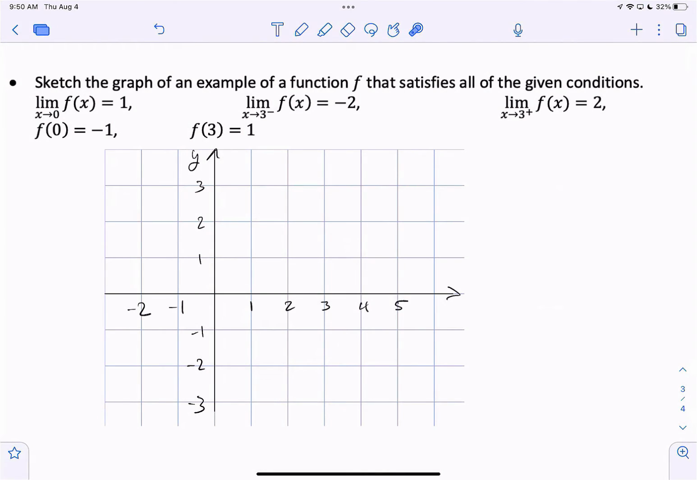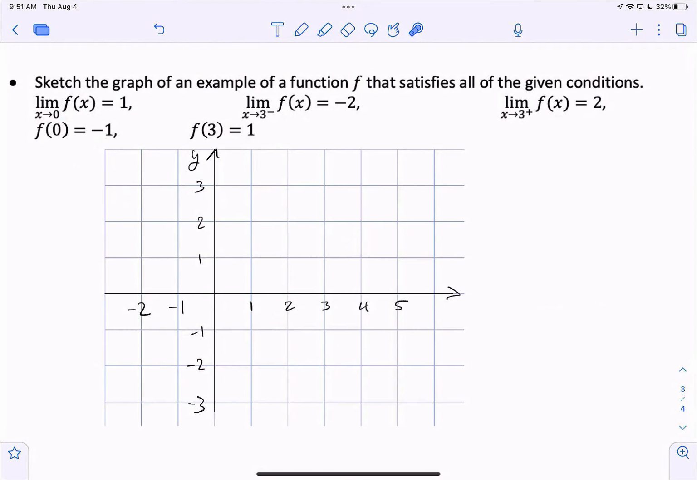We're going to sketch a graph of a function that satisfies conditions that are specified. The limit as x approaches 0 of f of x is equal to 1. As x approaches 3 from the minus side, the limit of f of x is equal to negative 2. And as x approaches 3 from the positive side, the limit of f of x is equal to 2. f of 0 is equal to negative 1. That's a point. And f of 3 is equal to 1.